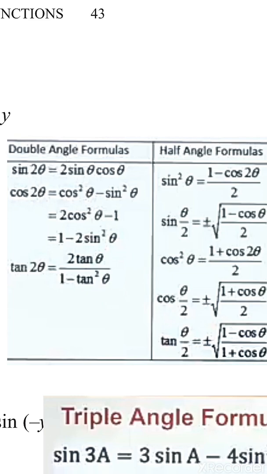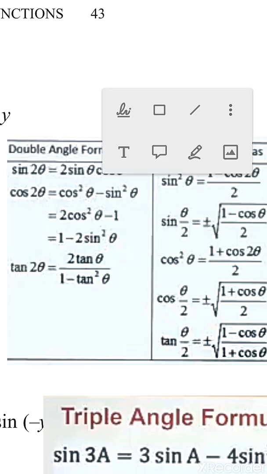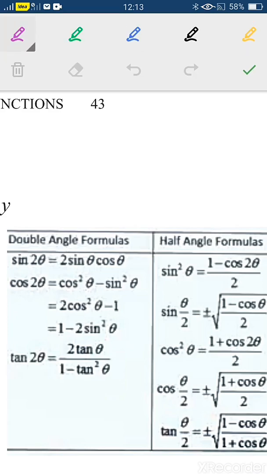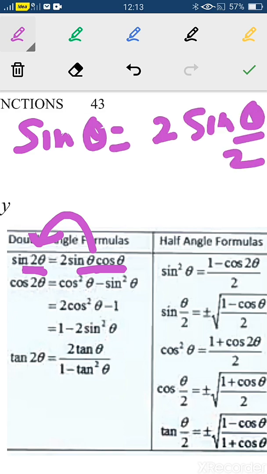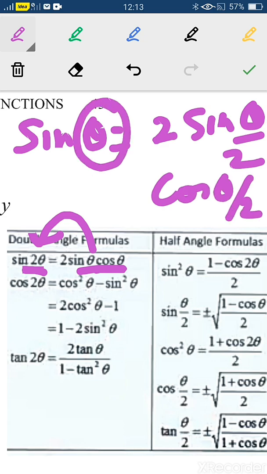Next formulas are double angle formulas and half angle formulas. Sine 2 theta, you know very well, is 2 sine theta cos theta. Why are these known as double angle formulas? Because you have converted single to double, right? So you have to convert 2 theta into theta, or we can write sine theta as 2 sine theta by 2 cos theta by 2. It means this angle will become half of it, right?